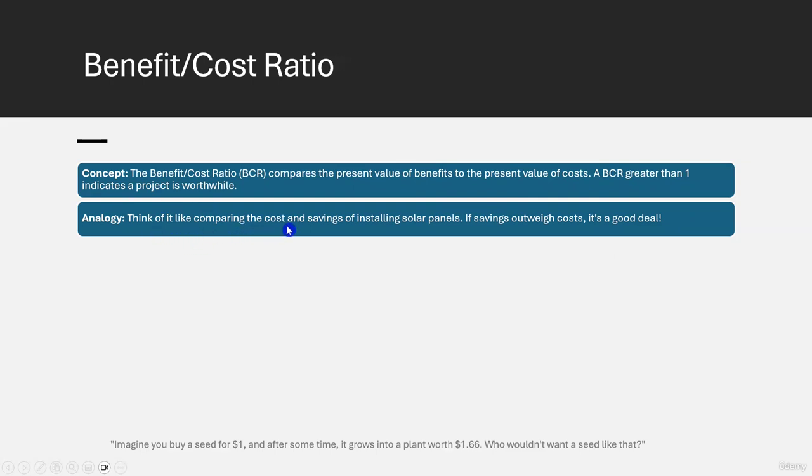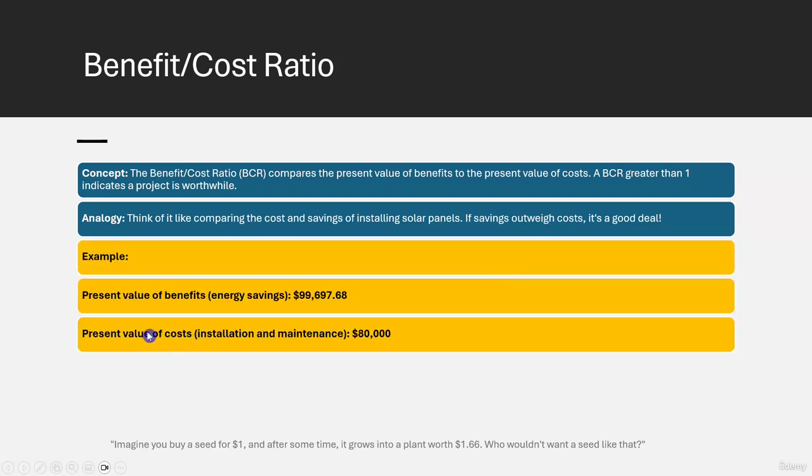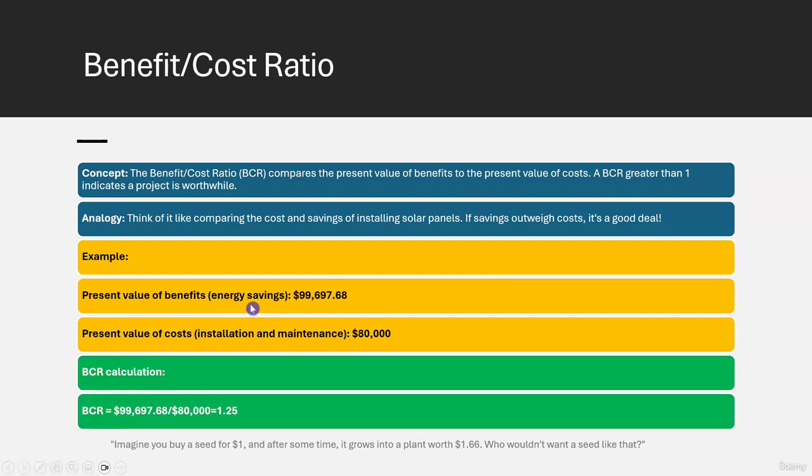Think of it like comparing the cost and savings of installing solar panels. If savings outweigh costs, it's a good deal. Example: the present value of benefits of energy savings is this amount. The present value of costs, installation and maintenance, is this amount. So you take the present value of benefits and divide by the present value of costs to get 1.25, which is a good deal because it's greater than 1. That means it's a good project.